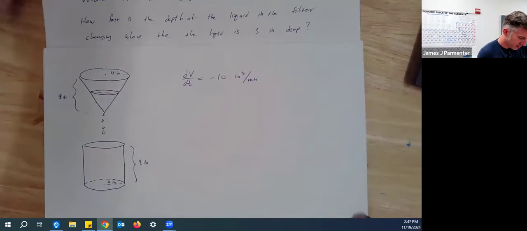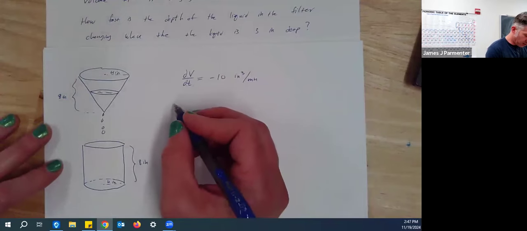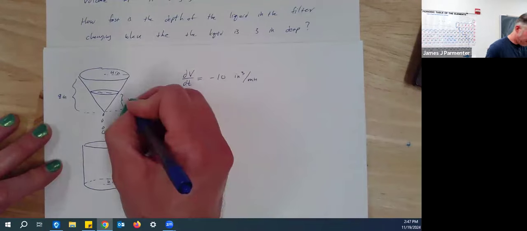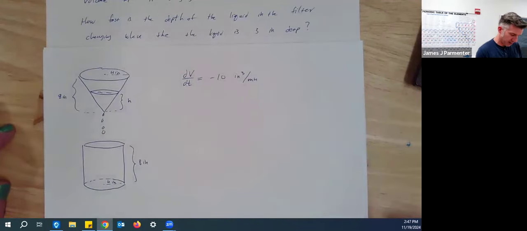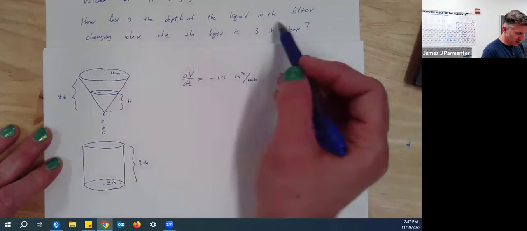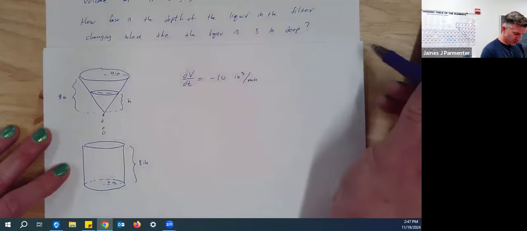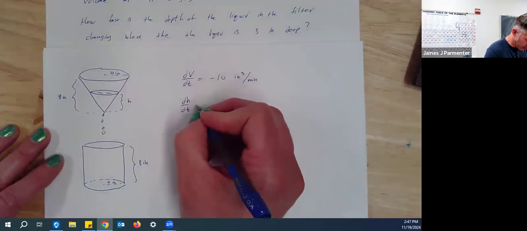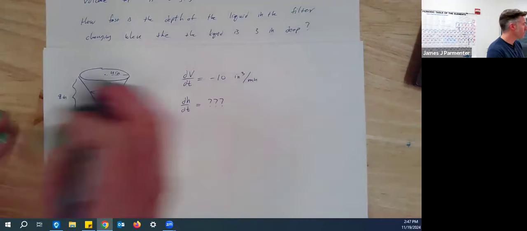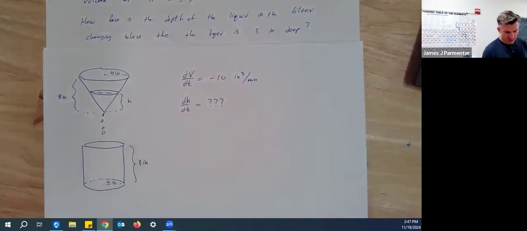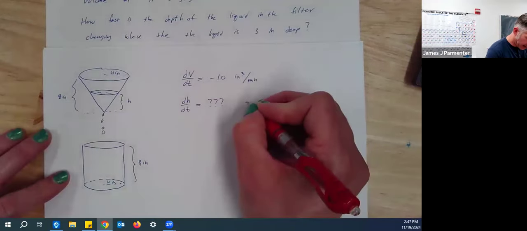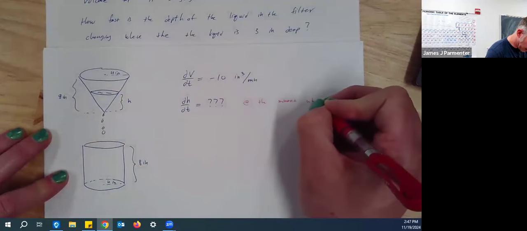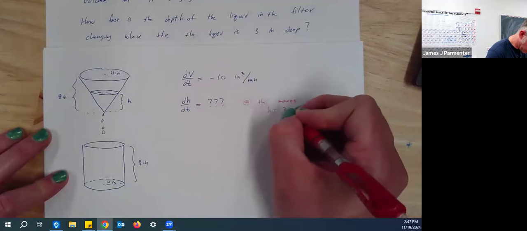Chemically, not magically. And then we also want to know how fast that depth is changing. That's what the question says: how fast is the depth of the liquid in the filter changing when the liquid is 3 inches deep? So we're asked to find the rate of change of the height of that liquid. I could be a little more specific here. We're asked to find this at the moment when h is equal to 3 inches.